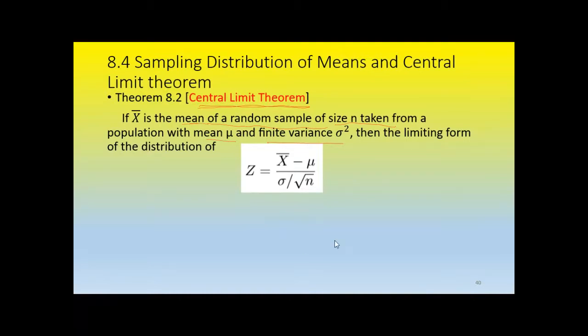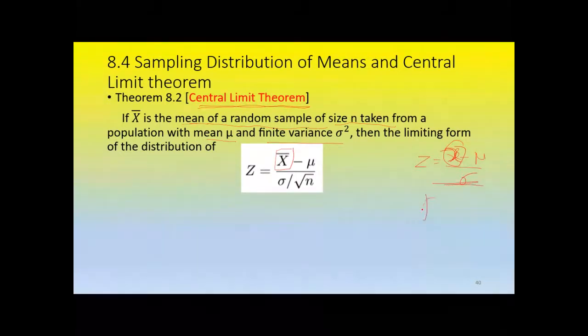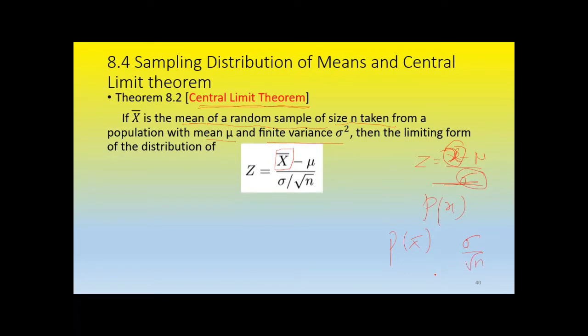We already know the formula of z. What is it? Z is the same. We have used x minus mu divided by sigma, isn't it? This x is now replaced by x bar, because earlier it was only the probability of the random variable x. But here we are finding the probability of x bar, the mean. So x will be replaced by x bar, and sigma will be replaced by sigma over root n, where n is the sample size.